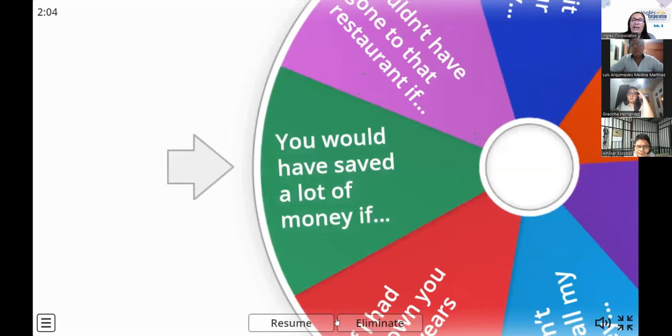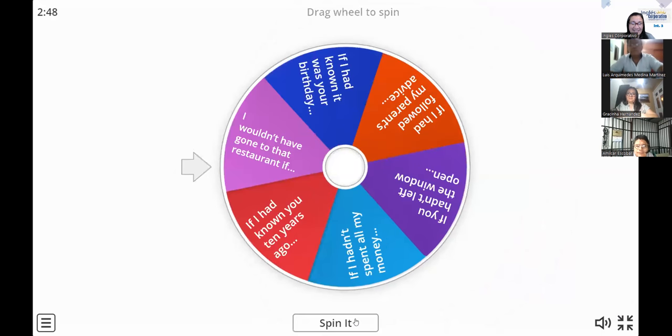You would have saved a lot of money if you hadn't bought that expensive cell phone. If I hadn't bought some clothes, right? Mm-hmm. You would have saved a lot of money if you hadn't, or if you had used public transportation, probably. If you hadn't paid for taxi rides all the time. That's my case sometimes. Okay. All right.